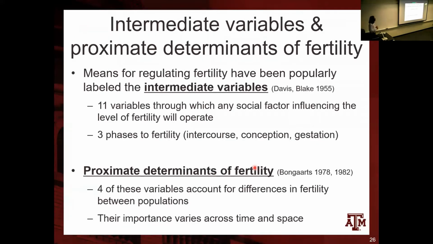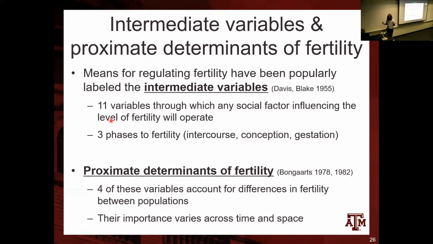So, Davis and Blake, back in 1955, they suggested the intermediate variables that later on Bongaarts would call the proximate determinants of fertility. So Davis and Blake suggested that there are some indicators that we can try to estimate that can be seen as the means for regulating fertility.